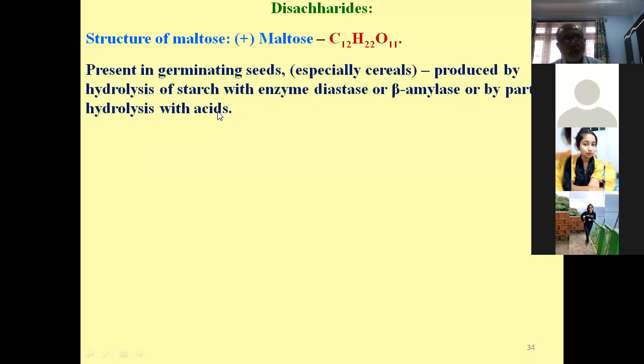Hydrolysis of starch by partial hydrolysis of acid. Now, if we do complete hydrolysis of starch with acid, we'll get glucose. Partial hydrolysis means it will stop at the maltose stage, but that is very difficult with acid. With enzymes, it will just come to the maltose stage.